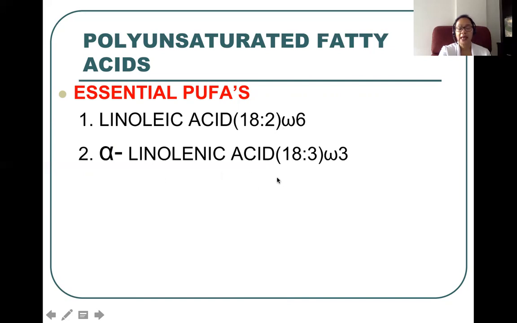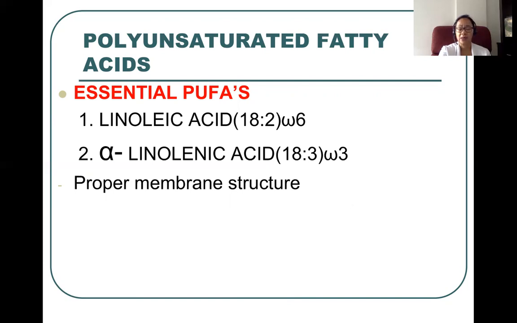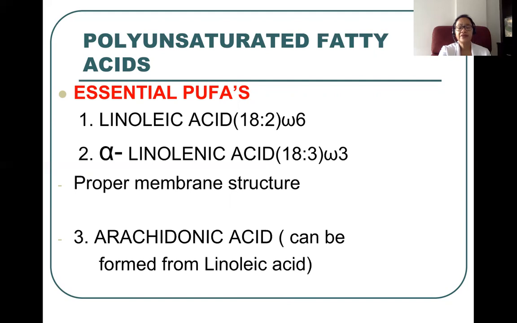Whereas your alpha linolenic acid, it's also an 18 carbon fatty acid with 3 double bonds, and it is an omega-3 fatty acid. Okay, so they are very important for proper membrane structure. But if the diet of an individual lacks linoleic acid, or if the linoleic acid is insufficient, then the third essential PUFA will be your arachidonic acid. But it is not an essential PUFA if you have enough linoleic acid in the diet.